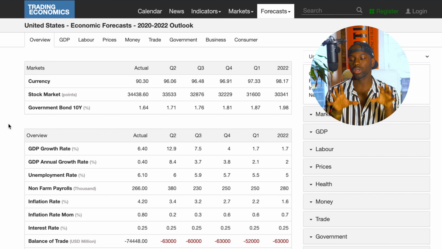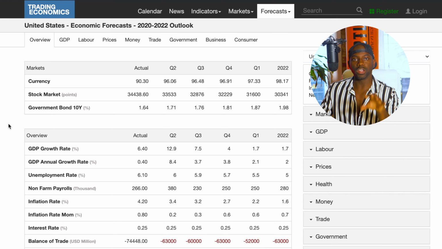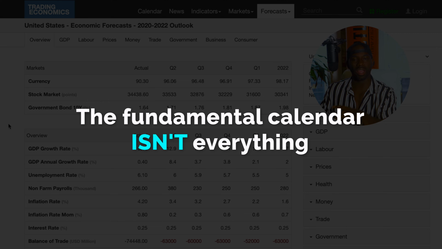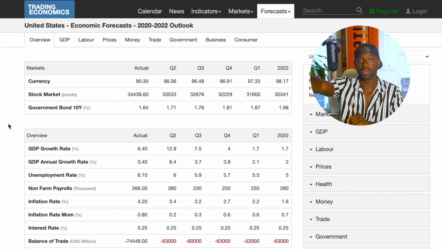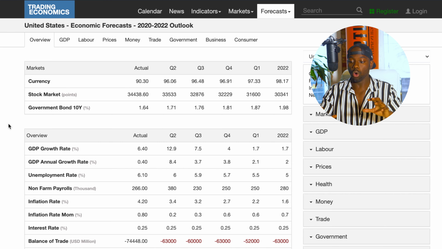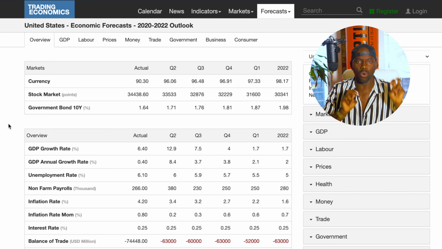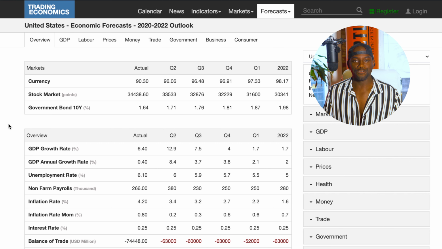So there's something I want to say before we get started. The fundamental calendar isn't everything, right? A lot of traders believe that fundamental analysis is either looking at the news, okay, I got a big old TV right here playing Bloomberg, or going to Forex Factory and avoiding the news releases. That's not fundamental analysis. That's not doing any kind of fundamental assessment as to what is happening in the market. It's just data, and the news is the news is the news, as we all can understand that, right?